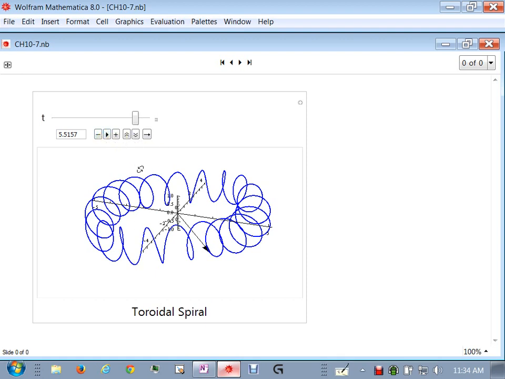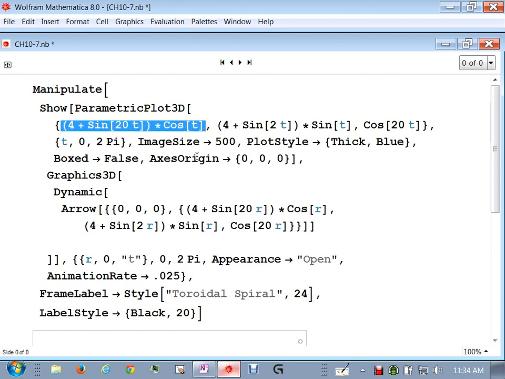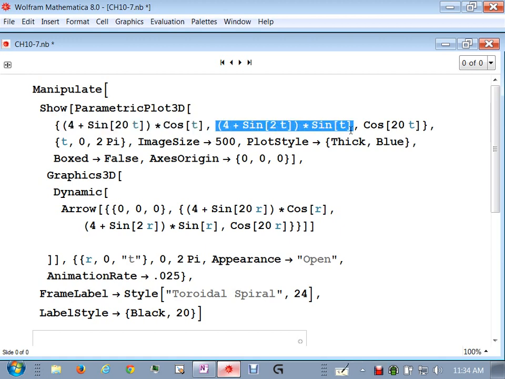So I didn't include the vector function. I didn't put it in here, but I can go real quick to my code. This is it right here. That's the first component of the vector function. So it's 4 plus sine 20t times cosine t. The y component is this, and the z component is this. If you define your vector function like that, then it will draw your toroidal spiral. Okay?